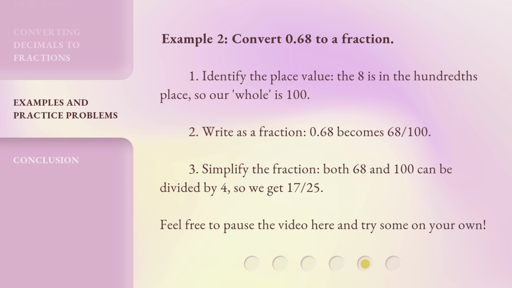Example 2. Convert 0.68 to a fraction. 1. Identify the place value. The 8 is in the hundredths place, so our whole is 100. 2. Write as a fraction. 0.68 becomes 68/100ths. 3. Simplify the fraction. Both 68 and 100 can be divided by 4, so we get 17/25. Feel free to pause the video here and try some on your own.